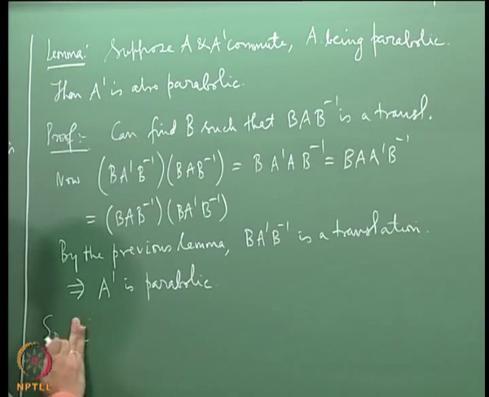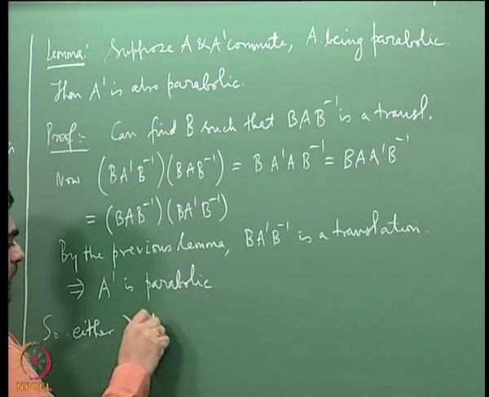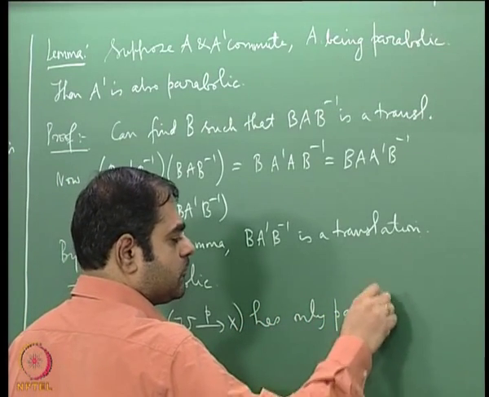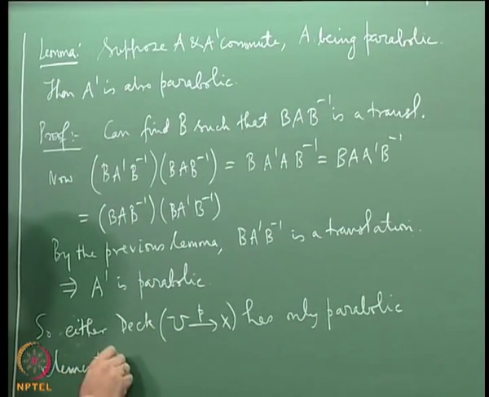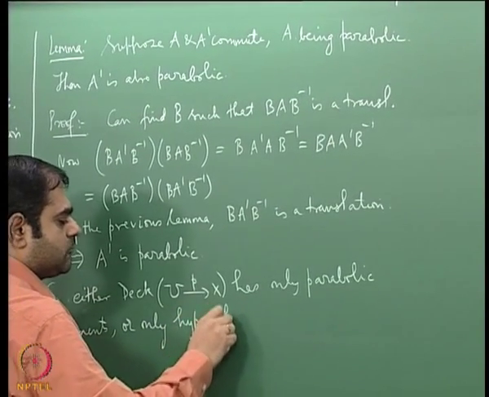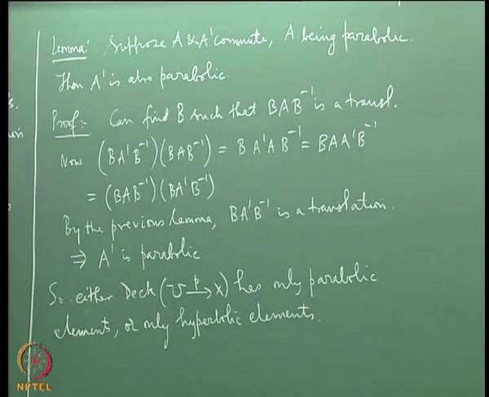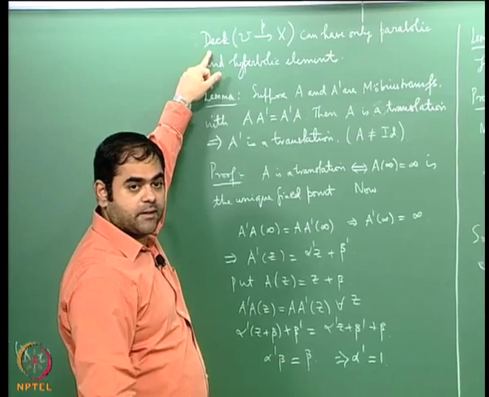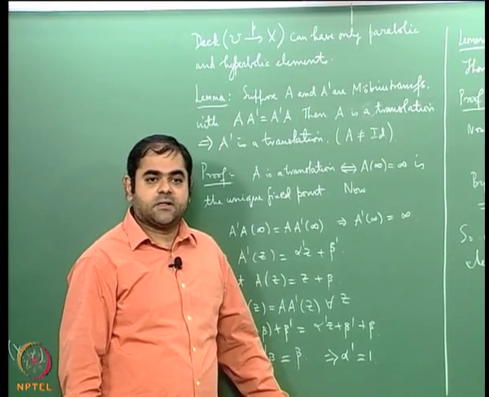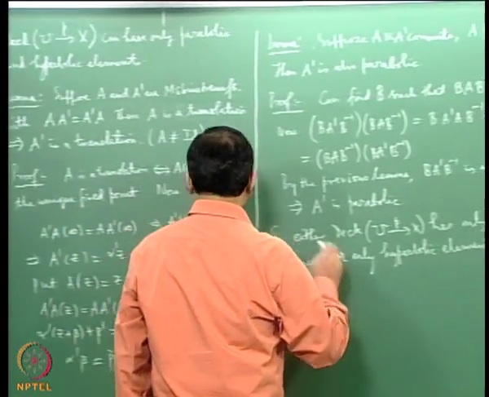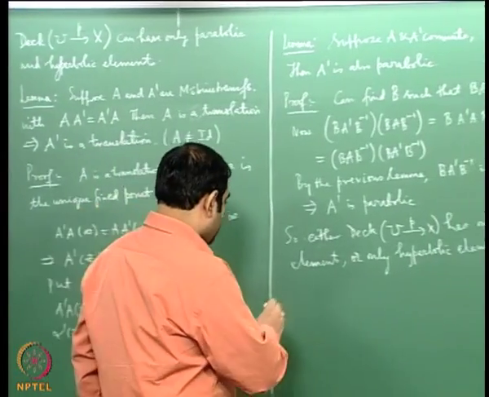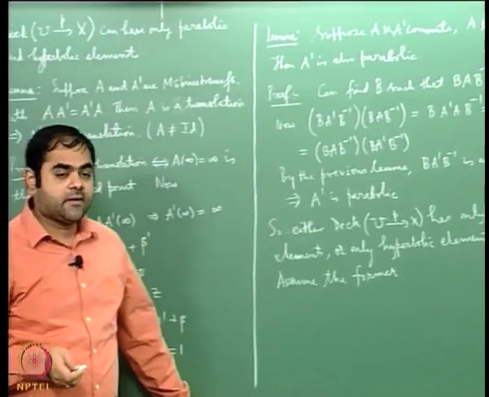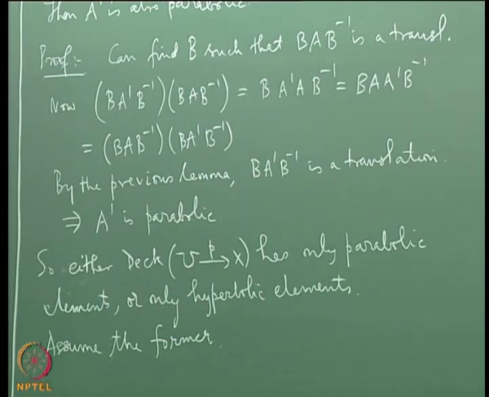So either the Deck transformation group has only parabolic elements or only hyperbolic elements. So the moral of the story is that you have two distinct, mutually exclusive cases, one in which the Deck transformation group consists of only parabolic elements, the other one is the case when it consists only of hyperbolic elements. Okay, so let us assume the former, namely that the Deck transformation group has only parabolic elements.